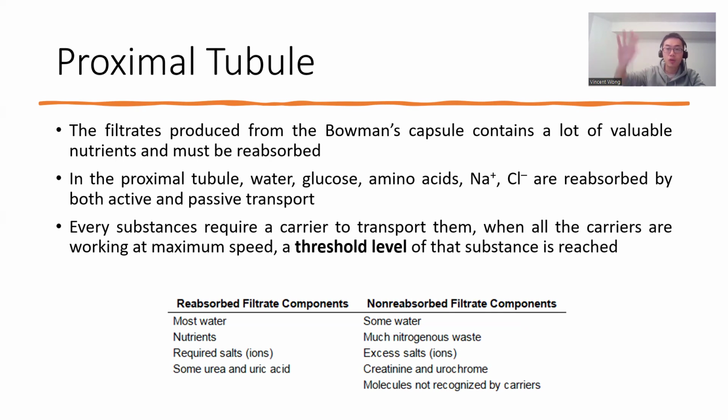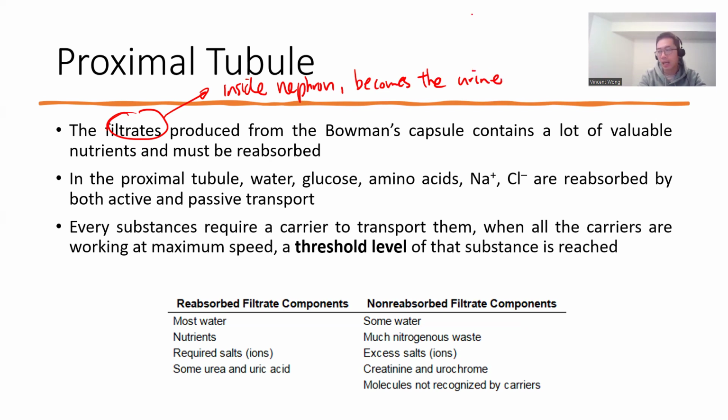And the filtrate is what will become the urine eventually. Okay, so the filtrate is inside the nephron, and it becomes the urine eventually. And right now it's not the final thing yet. Right now it's still nutrient rich, with lots of water in it. Okay, so we're going to take back a lot of the stuff in the proximal tubule.